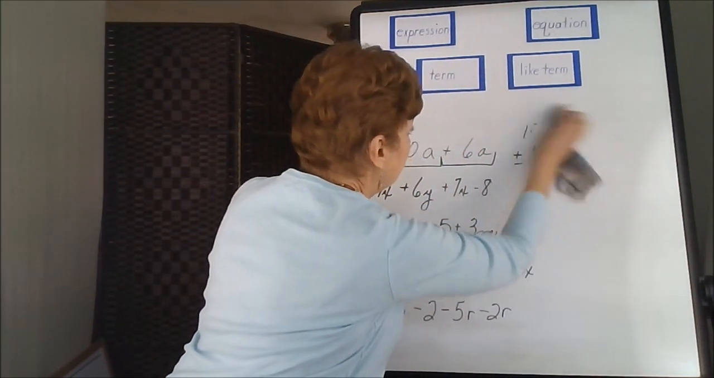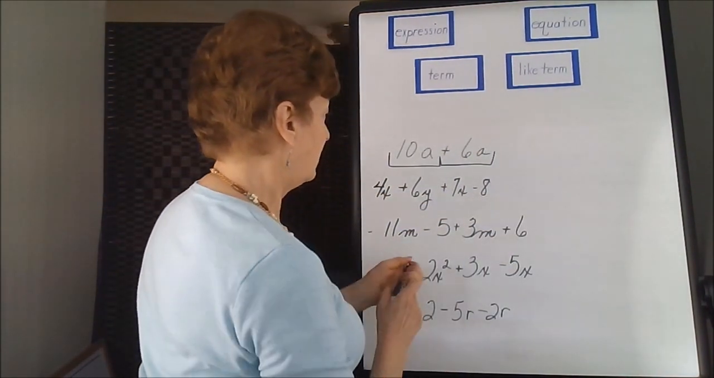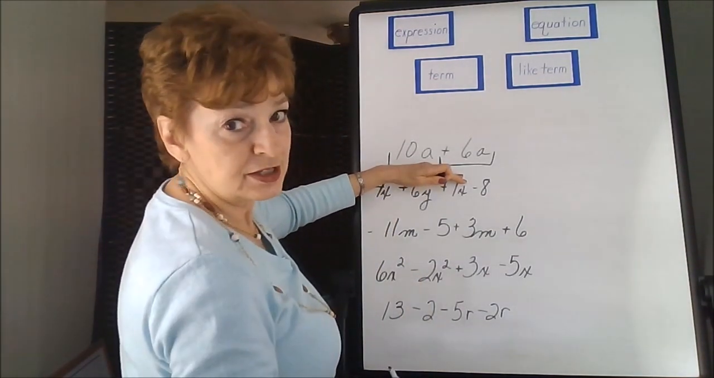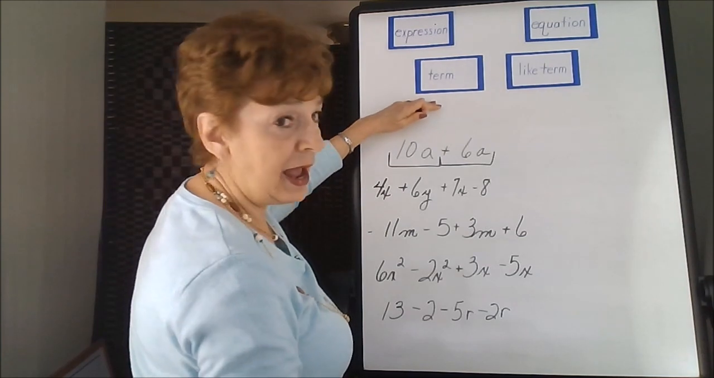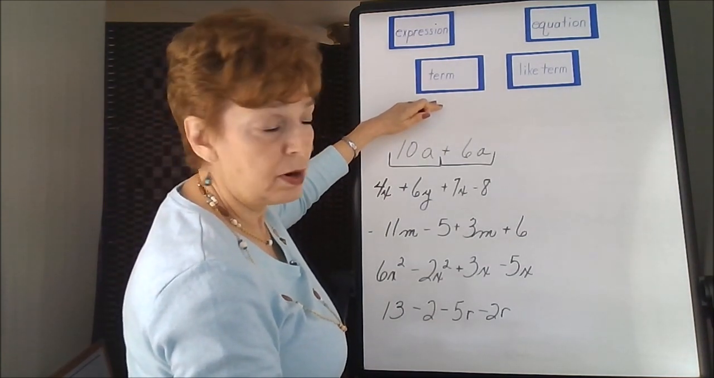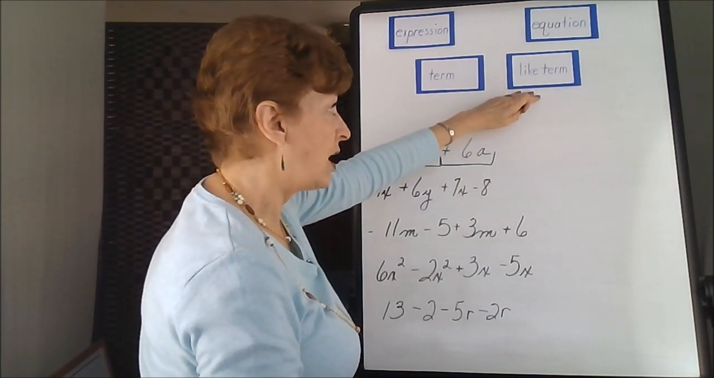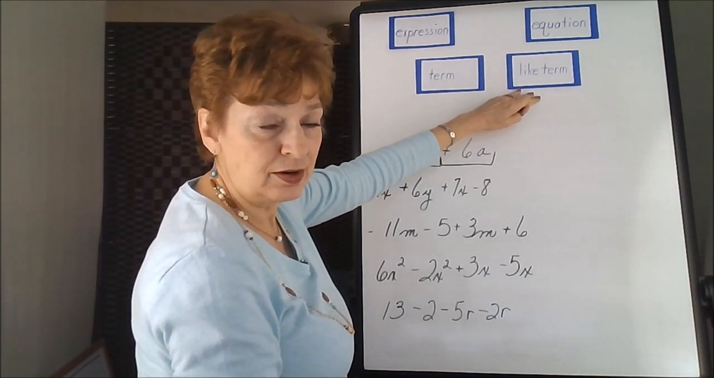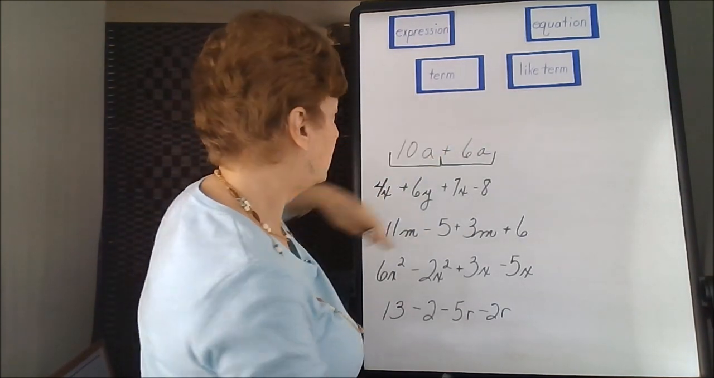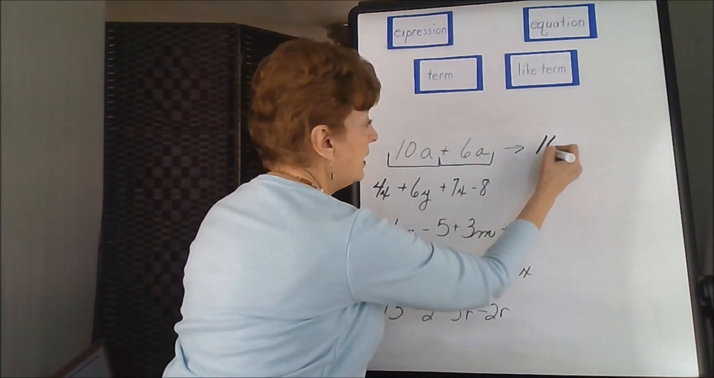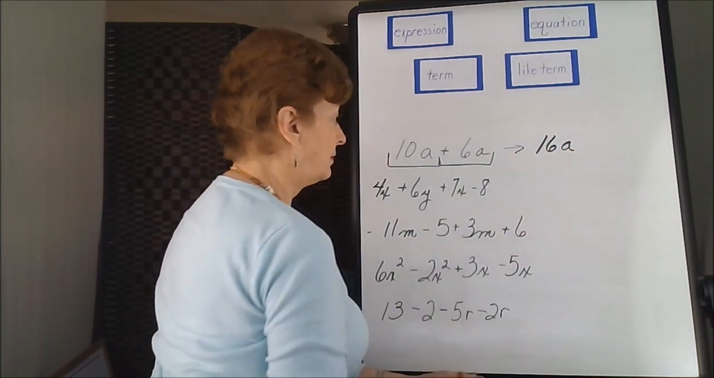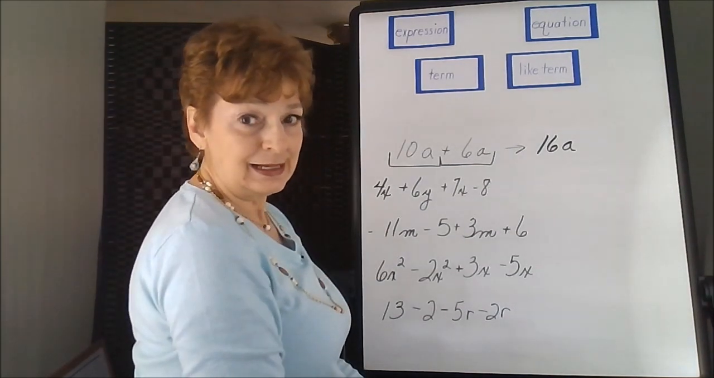In the case of variables, combining the variables with coefficients, when you have like terms, we've had a whole bunch of terms before, but when they are like each other, you can put them together. So this would combine to 16a, because now you have 16 A's.